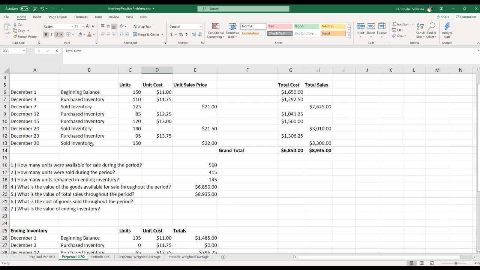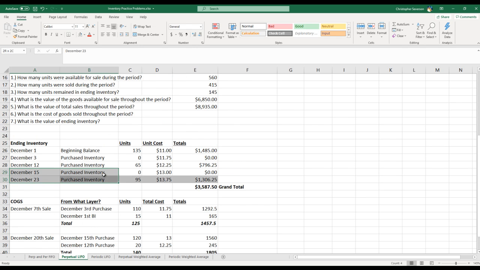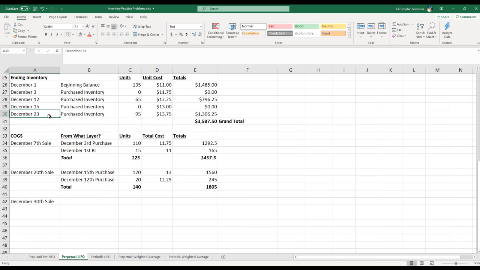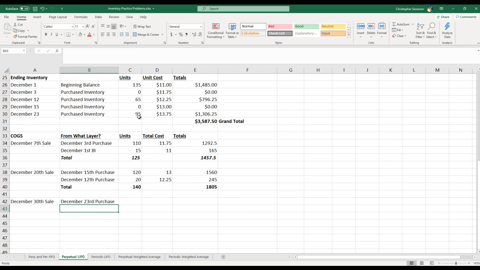Now we're on our last sale, December 30th. Now this last layer opens up. We know about it, so now we can start using from it. We're on the 30th. We're well past the 23rd. So we're in LIFO. So we're going to use the December 23rd purchase. I'm just copying it to save some typing here. We need to sell 150. We have 95 right there. And they're $13.75 a piece.